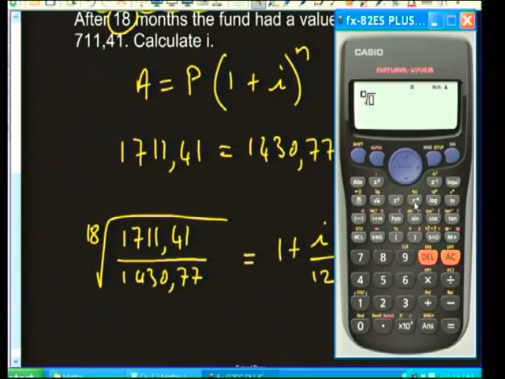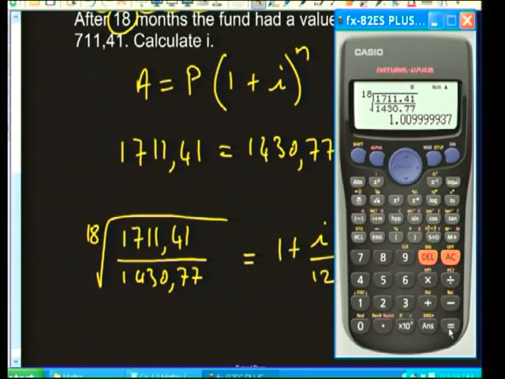We can have any root we like over there. So, in we go 18, and thank goodness for our fraction button, 1711,41. That's going to be over 1430,77, and we're going to get that answer.